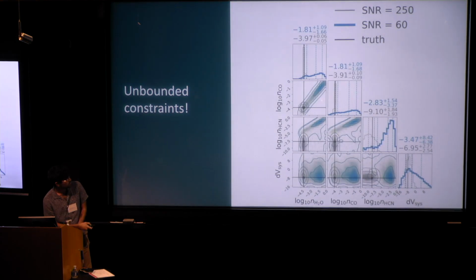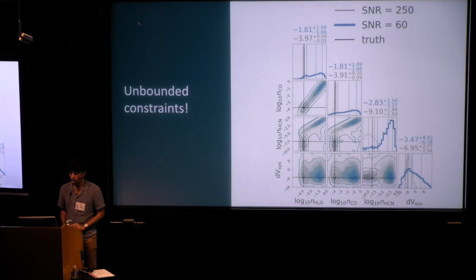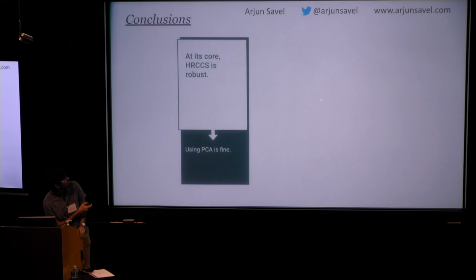I'm going to speed through this real quick and just say, when we include noise as well, our inferences about the gases in the planetary atmospheres get really messed up, but the velocity parameters behave somewhat nicely. And I can talk about that more in the Q&A.